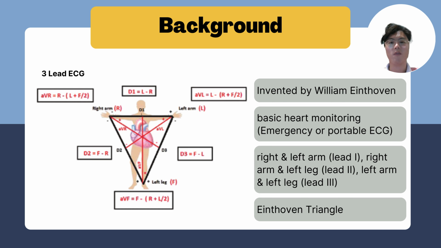The 3-lead ECG was invented by Willem Einthoven, who was a Dutch medical doctor and physiologist. 3-lead ECG is commonly used for basic heart monitoring such as in emergency or portable ECG. Einthoven recorded the electrical activity of the heart by measuring the voltage between the right and left arms, which is lead 1, the right arm and left leg, which is lead 2, and the left arm and left leg, which is lead 3. These form an arrangement which is nowadays called Einthoven's triangle, as shown in the figures.